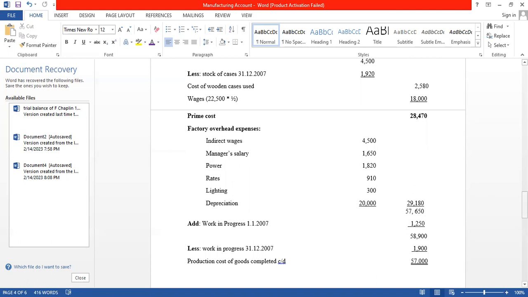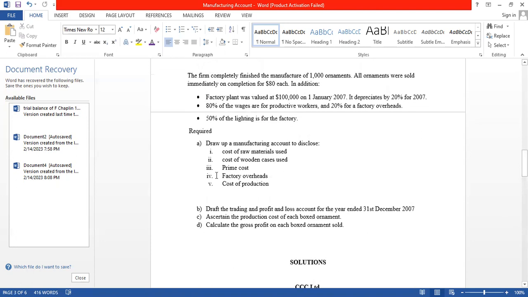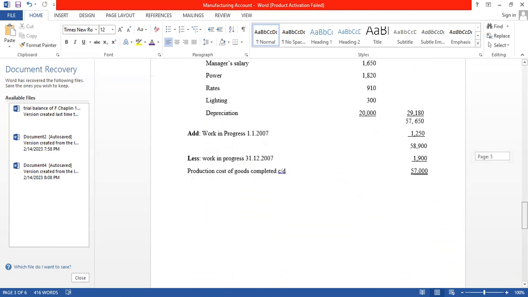Now again, scrolling back up to the question. See, the third thing they ask us to find is prime cost. The fourth, we already found that, which was the 28,000 something dollars. And then they said find the factory overheads, which is what we just did. The final thing that we have to find in A is the cost of production. So let me scroll back down again to find the cost of production together.